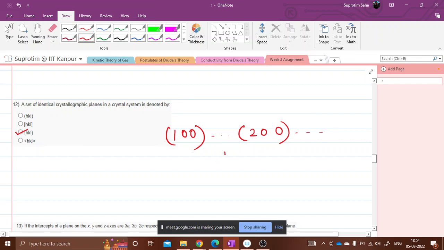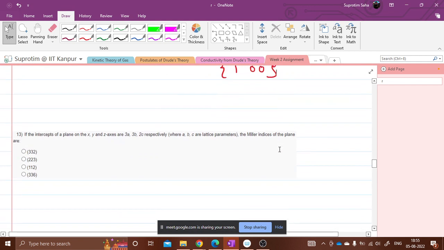So in that case, you have the 100 family. 1 minus 1 family, that will also be allowed. So the family of lattice planes have symmetry. If you also consider symmetry, 1 bar will also be included, I mean the negative of the x-axis. So that will also be in the same family of lattice planes. The convention to define it is to write it in curly brackets. So a set of identical crystallographic planes in a crystal system is denoted by {hkl} in curly brackets.